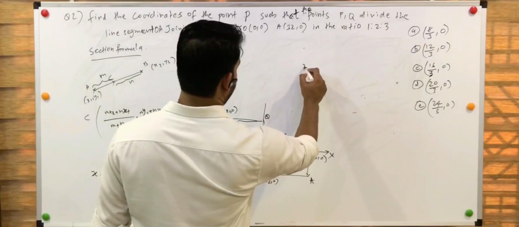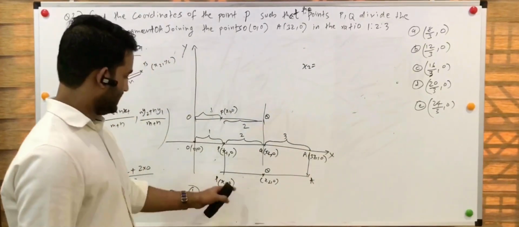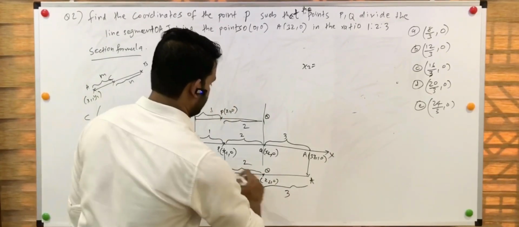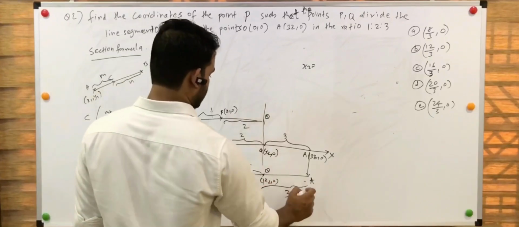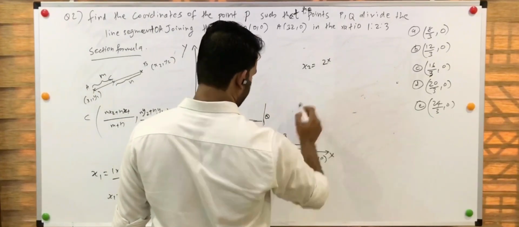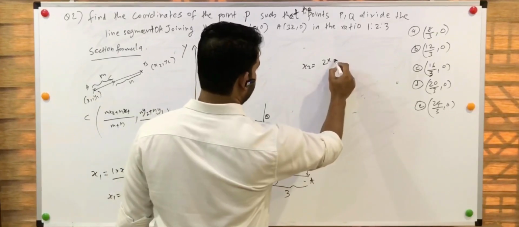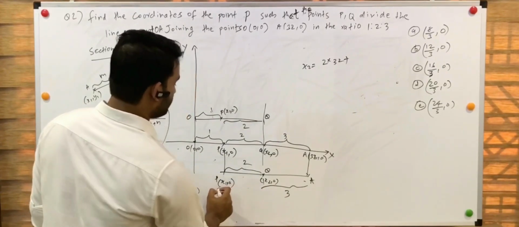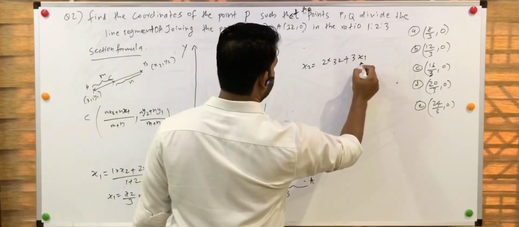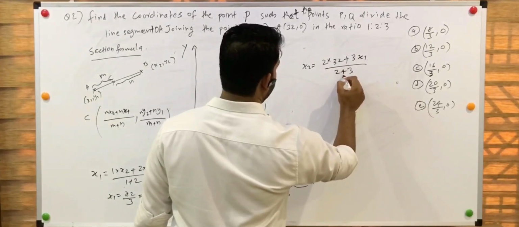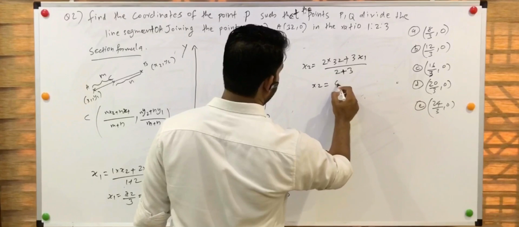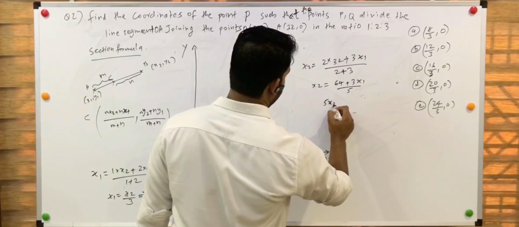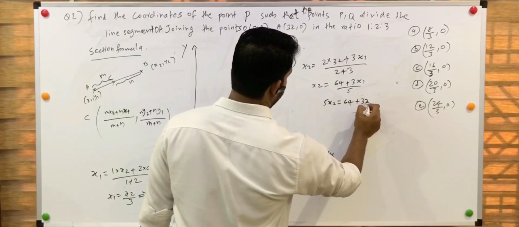So x2 can be written as, the division is, we know, 2 is to 3. 2 is to 3 is the ratio. So 2 into 32, since A is at 32, plus 3 into the x coordinate of P, 3 into x1, divided by the sum of the ratios, 2 plus 3. So we get x2 is equal to 64 plus 3x1 divided by 5. So 5x2 is equal to 64 plus 3x1.